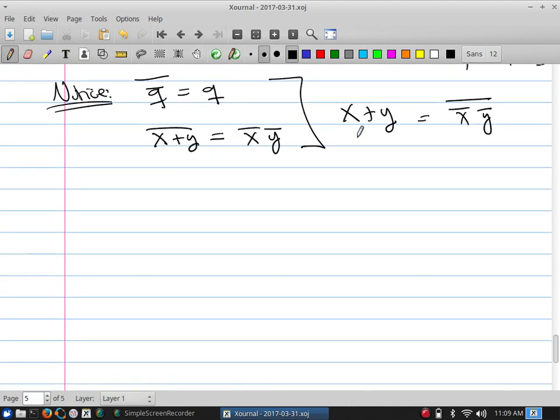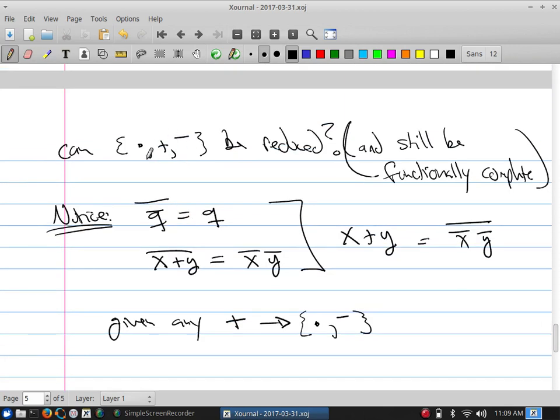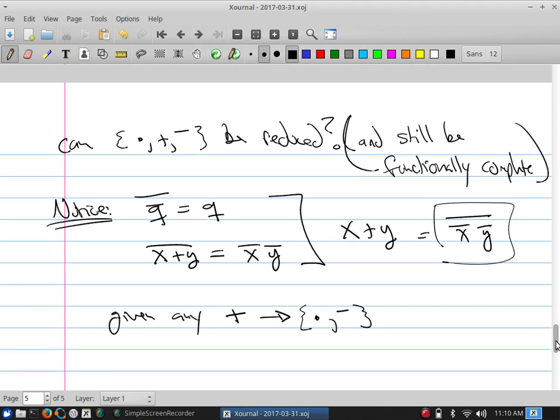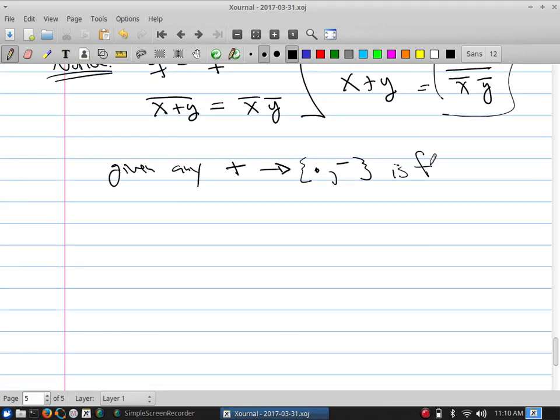So that says that given any plus, it would become a dot and not. So, is plus actually needed? No. Every plus that you see, it won't look as pretty. But I could go back and only use ands and complement. So that tells me this is functionally complete. That means every possible binary function can be handled with an and and a not.